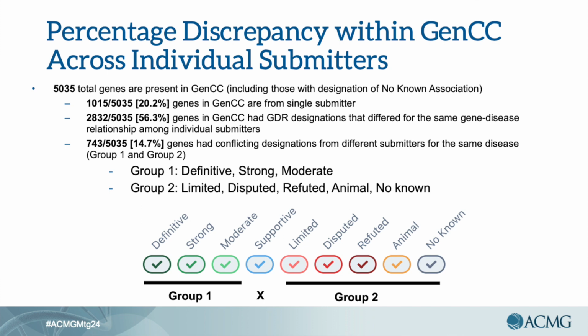So if you group the classifications, as you can see here, into strong, moderate, and definitive, that's group 1, and limited, disputed, refuted, et cetera, into group 2, there's nevertheless about 15% across the GenCC submissions where there's disagreement between individual submissions across those two groups, suggesting that it's much more of an impactful and meaningful difference. So I bring that up not to disparage GenCC, but to say this is complicated, there's a lot of evidence at play, there's subjectivity to the interpretation, and you might actually expect that there's that level of disagreement.